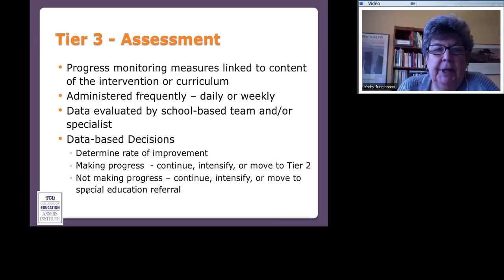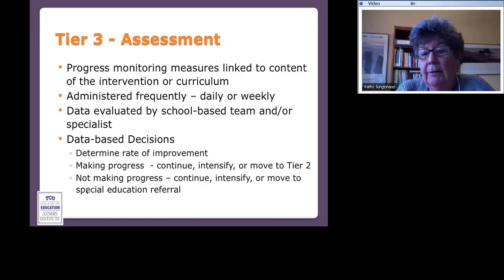The assessment in Tier 3, similar to Tier 2, is using progress monitoring measures linked to the content of that intervention or that curriculum. And it should be administered probably more frequently than at Tier 2. Sometimes data is collected daily on students in Tier 3 interventions or weekly to monitor their progress. And depending on which view you take, the data can be evaluated by the school-based team or it can be evaluated by the specialist. And the data-based decisions are based again on determining the rate of improvement of students in response to the instruction they're getting.